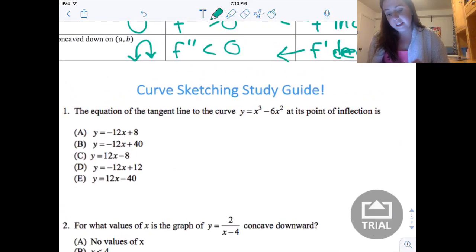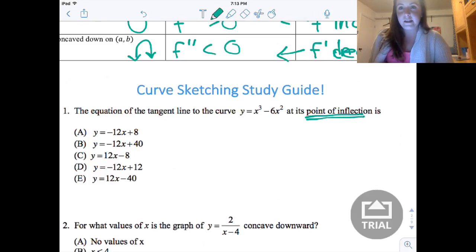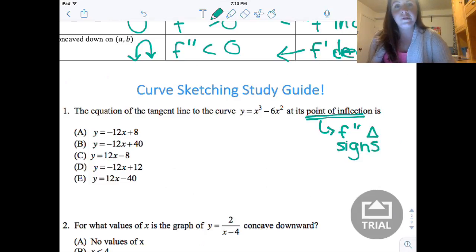So when would this have a point of inflection? The reason I put this first is because this is one of the most commonly missed things. What we need is for f double prime not just to equal 0, but to actually change signs, right? In order to find a point of inflection, we actually need to change signs there. So the first thing I need to do is find that.